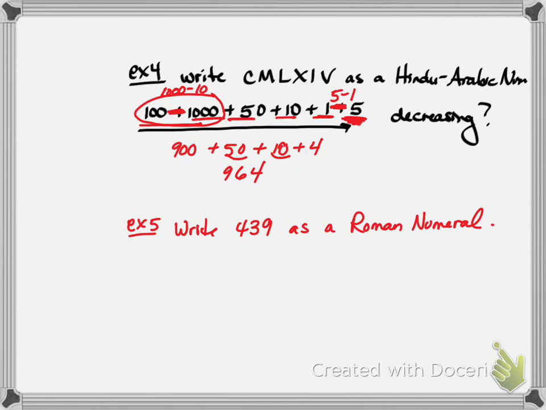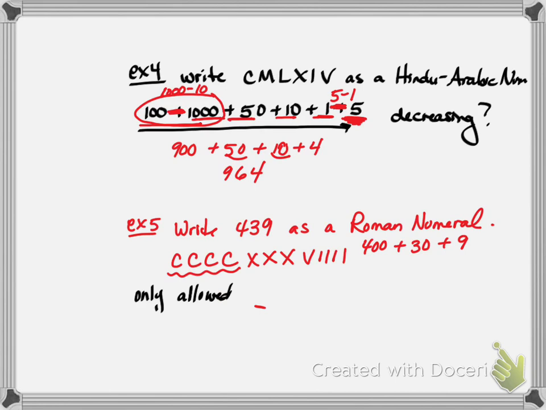So 439, let's see, we need 400, so we could do C, 30, let's do this, let's write out 439. 30 would be 3 tens, tens are X's, and 9 would be, I'm struggling on how to explain it. A 9 is a 5, and then 6, 7, 8, 9. But this 400 here, we're only allowed 3 symbols repeated. A symbol is not repeated more than 3 times.